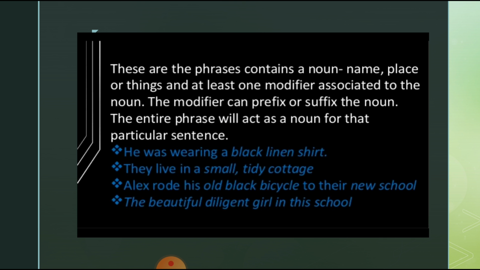See, these are the phrases. They contain a noun, that is the name of a person, place, or thing, and at least one modifier associated with the noun. They are related to the noun. The modifier can be a prefix or suffix, before or after the noun. The entire phrase will act as a noun. Let us see it in a particular sentence.